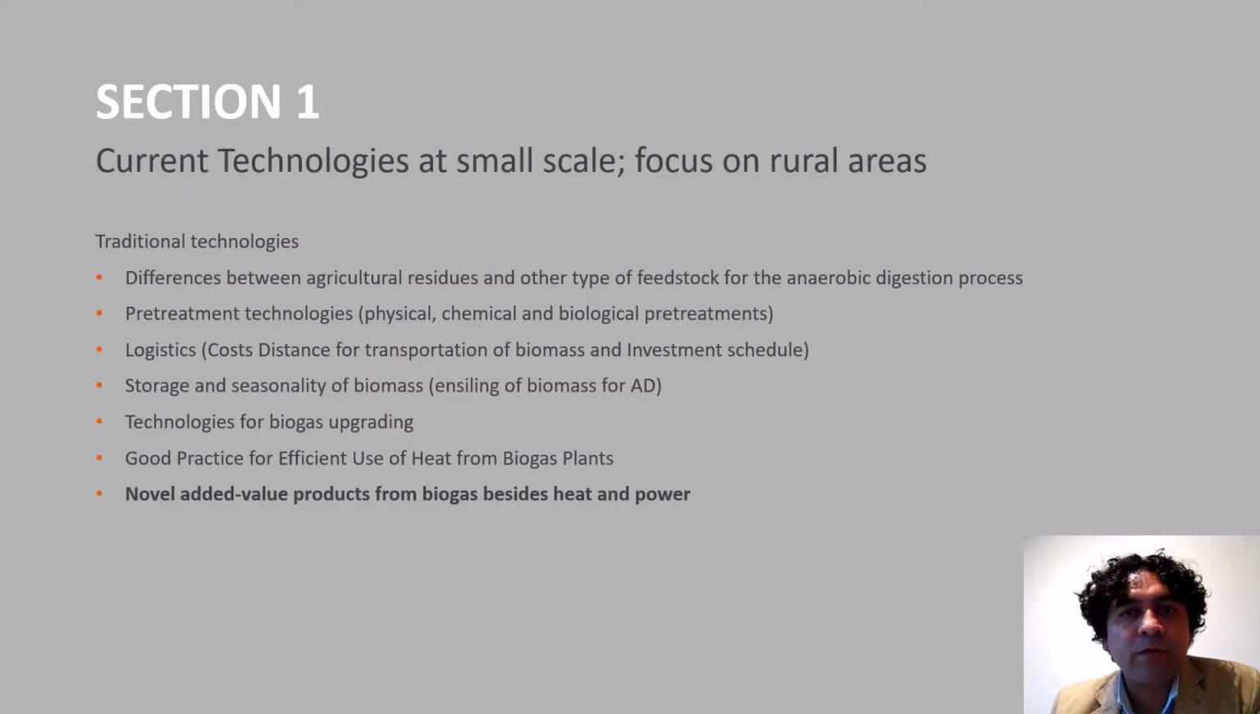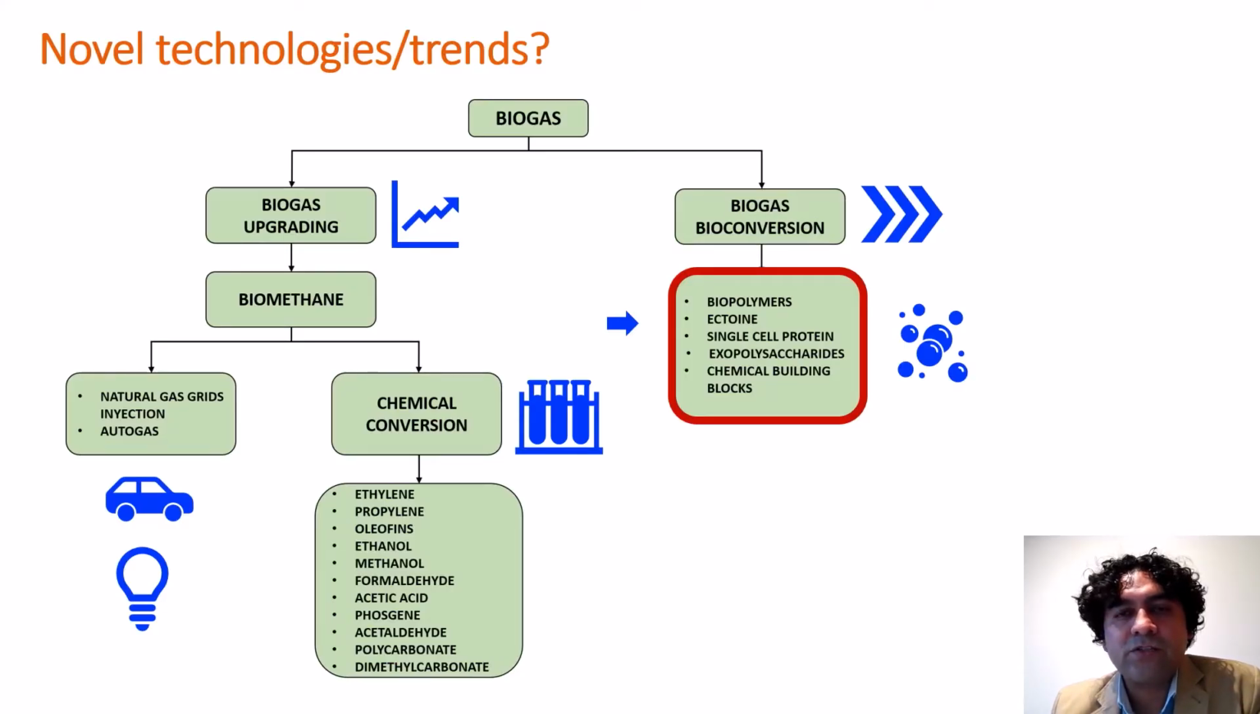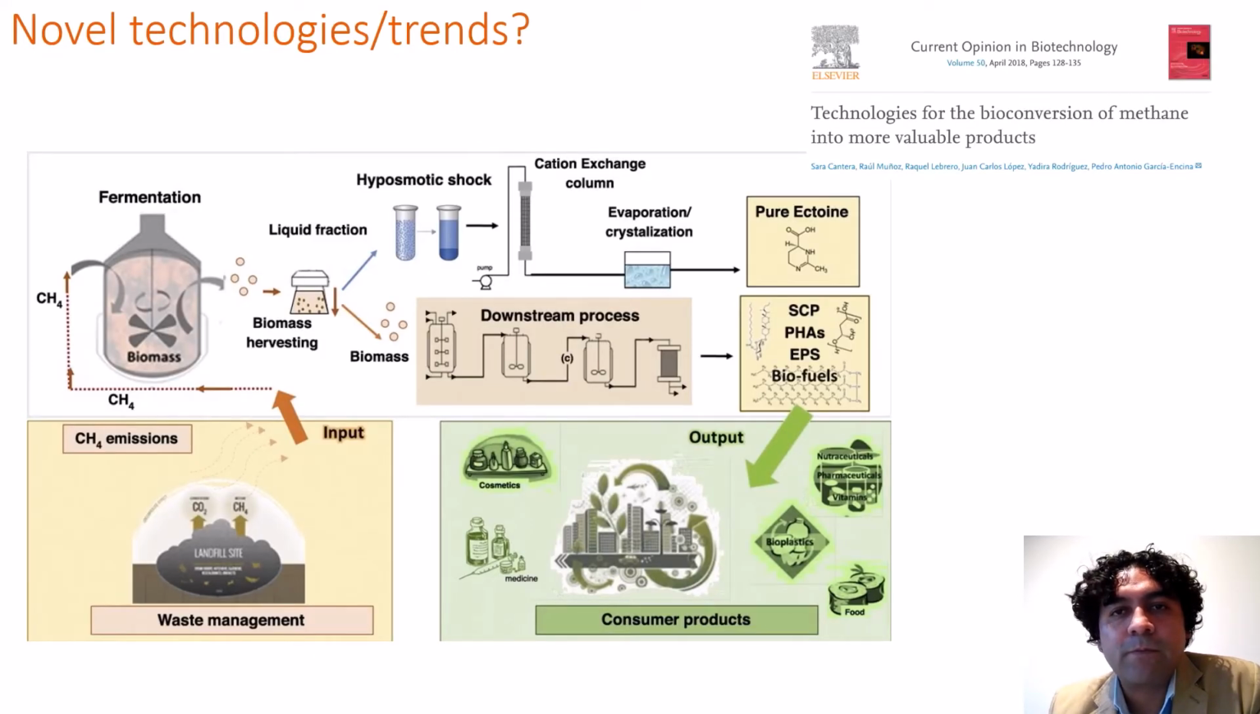Now we will briefly review some novel added value products from biogas besides heat and power. Methane bioconversion into microbial molecules with a high retail value in the industry offers a potential cost-efficient and environmentally friendly technological alternative within the context of the circular economy. A methane-based biorefinery offers the production of different compounds such as ectoine, feed proteins, biofuels, bioplastics, and polysaccharides.